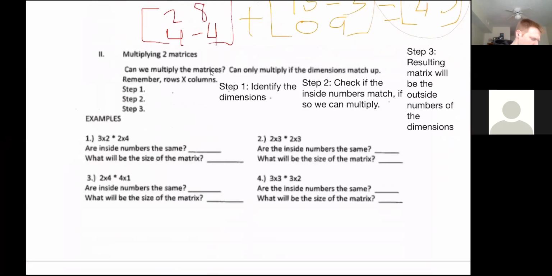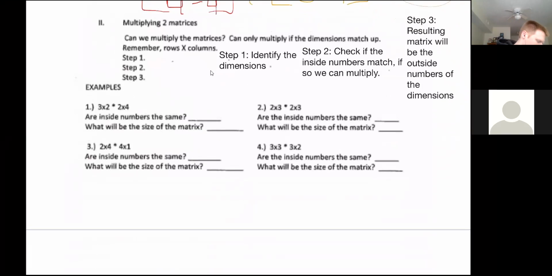But let's look at multiplying matrices. To save you having to see my crappy handwriting, these are the steps. The first thing is to figure out the dimensions of our matrices. The second step is to check if the inside numbers match, because that lets us know if we can multiply. Some problems you can't multiply, so you just write impossible. Our third step is to look at the outside numbers of the dimensions to figure out the size of our answer, or our product, after we're done multiplying.